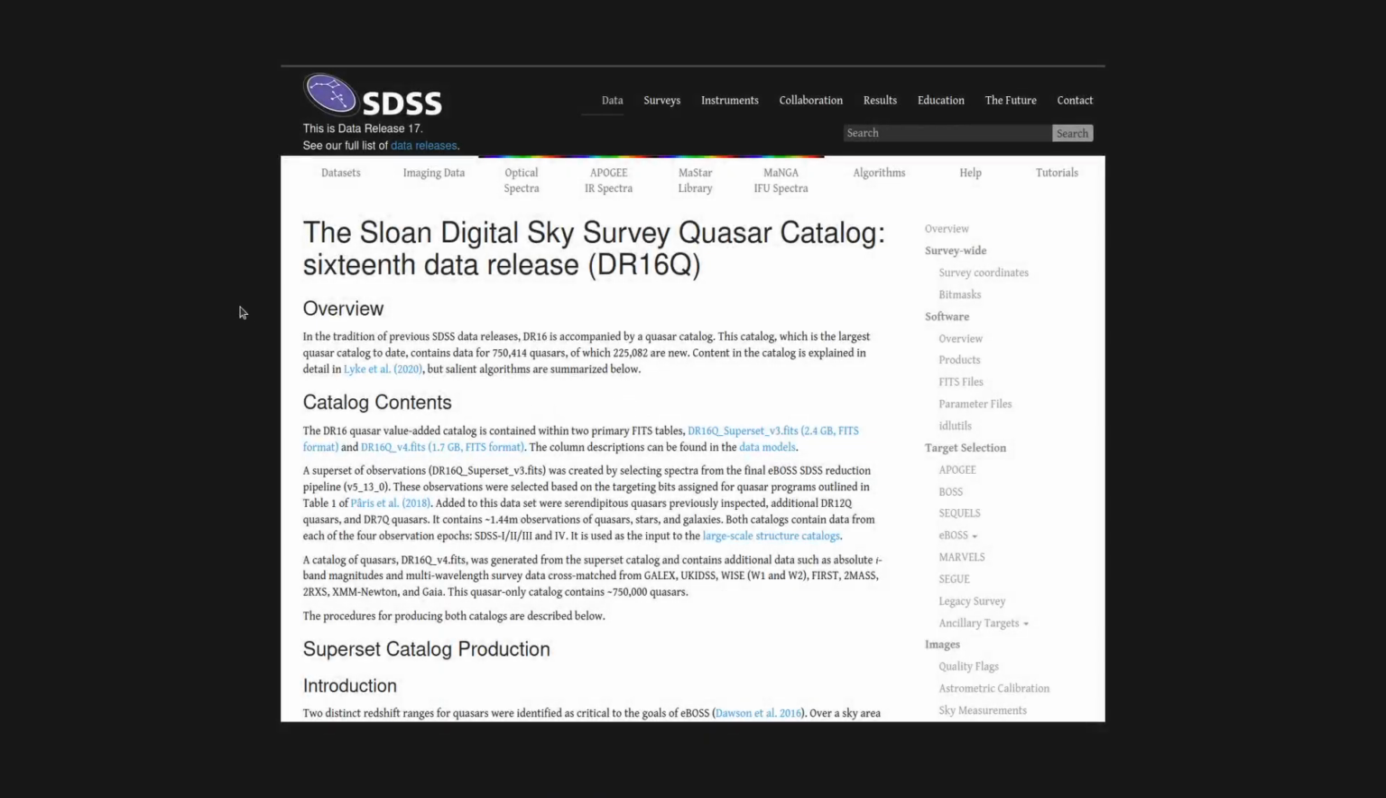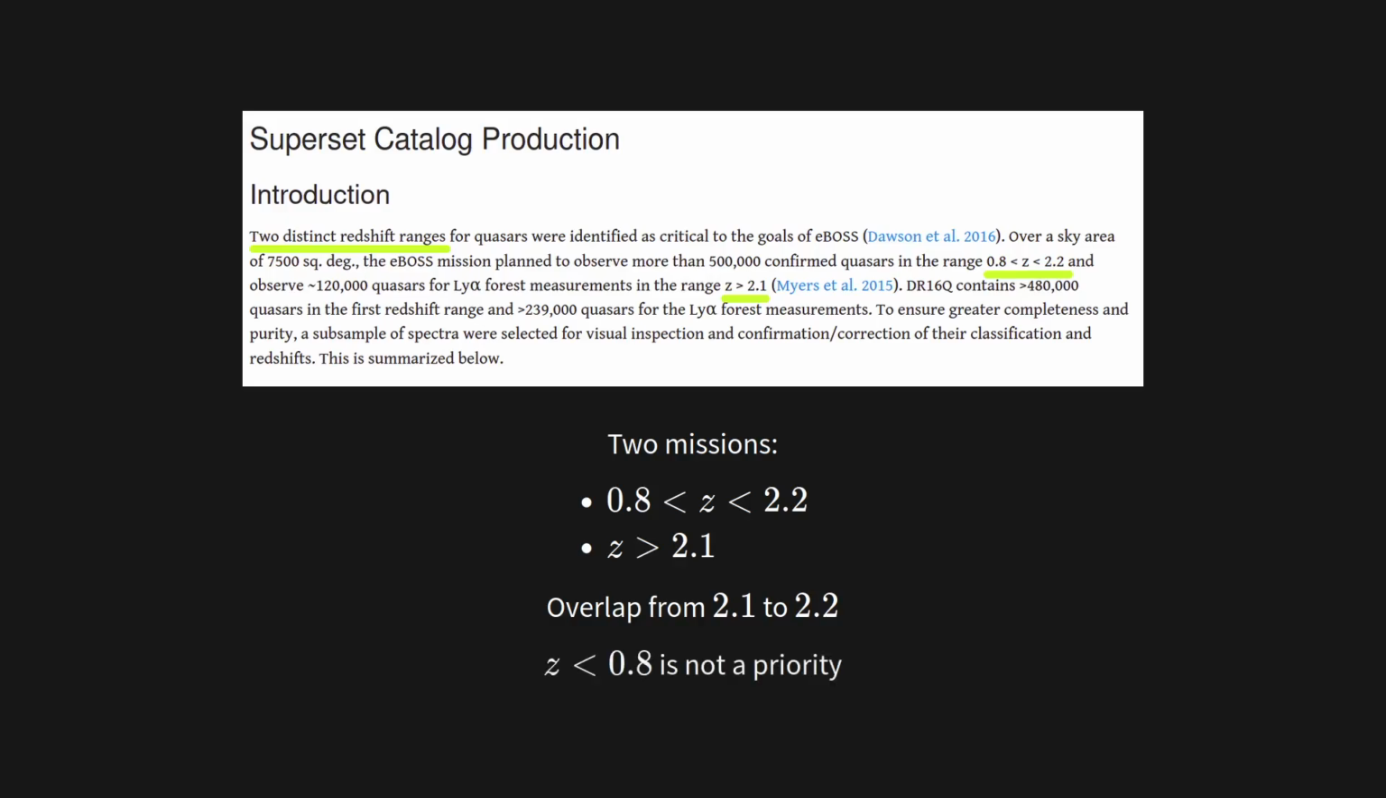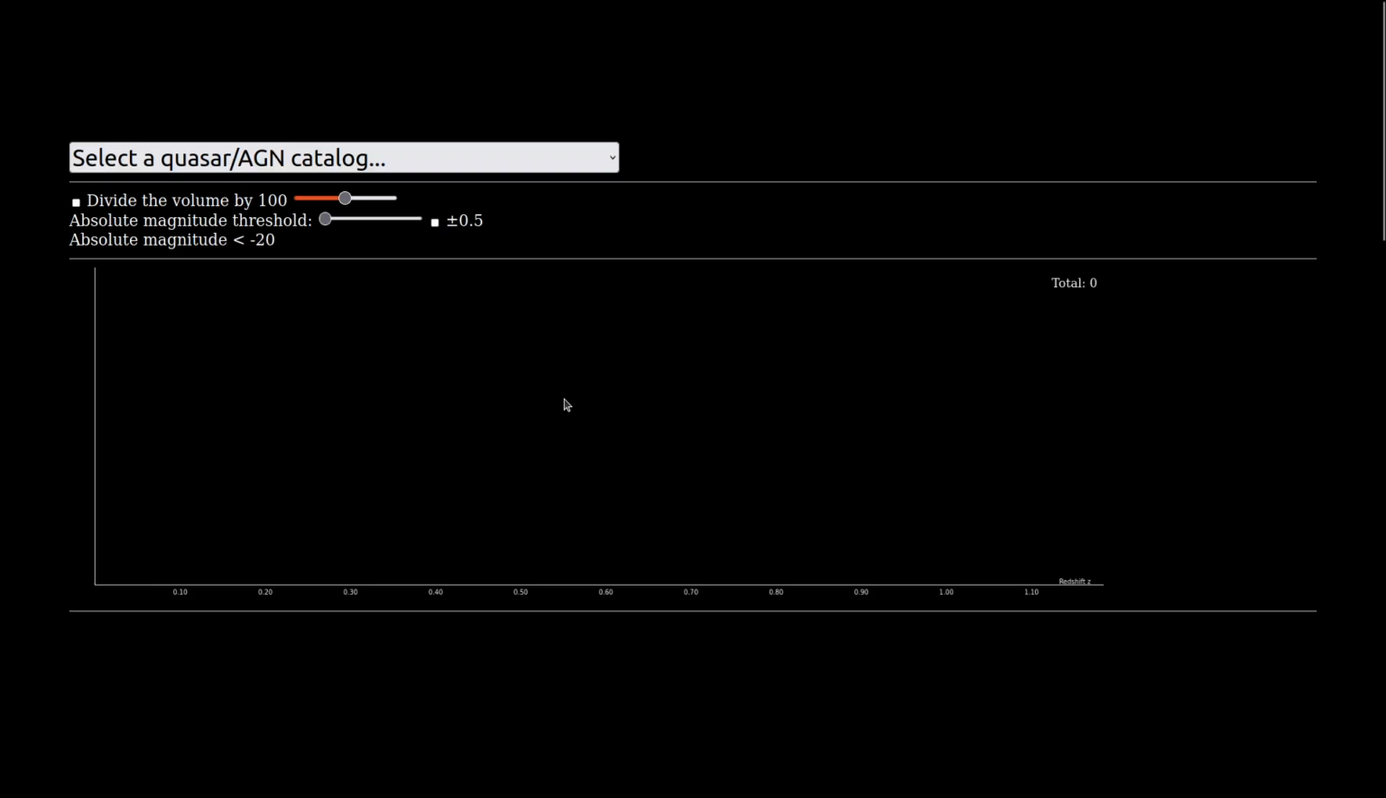Let's look at a newer quasar catalog, the Sloan Digital Sky Survey. This is DR16, data release 16, and it has two main missions, one from 0.8 to 2.2, and the other anything greater than 2.1. You'll notice that there's an overlap and not really paying attention to the very low redshifts. So let's look at this data.